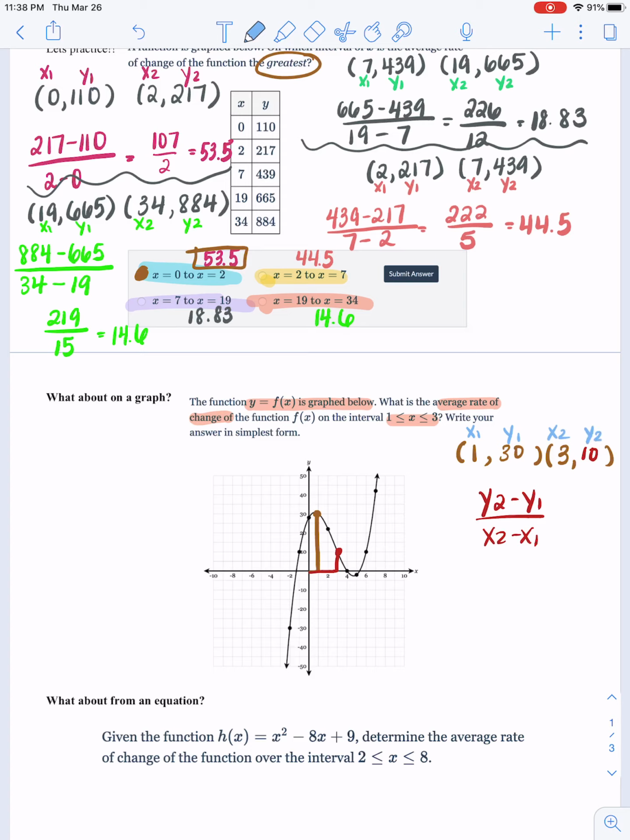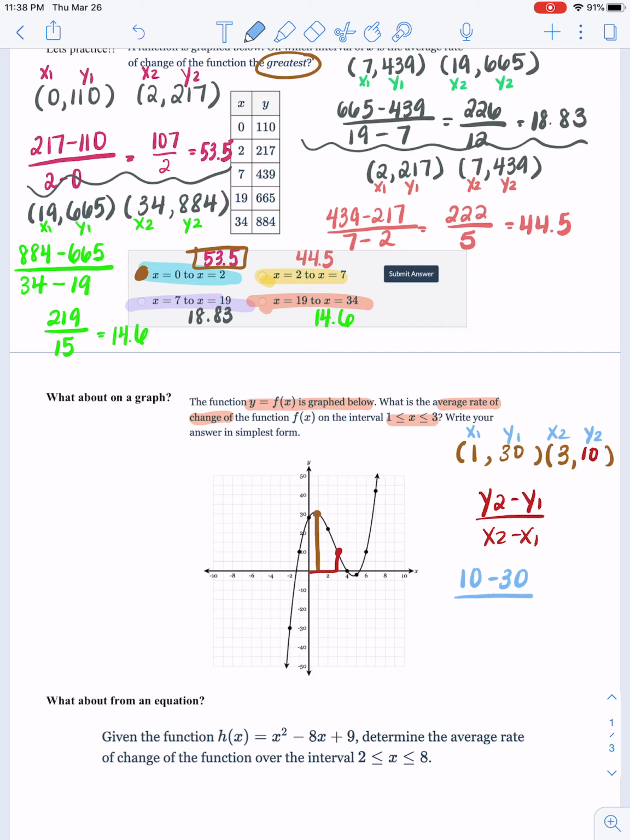So I have 10 minus 30. I know a lot of you guys would have tried to put the 30 first, but believe me, label your points and put it in exactly as you see it. It doesn't matter if the smaller number comes first, okay? It's exactly how you have it labeled.